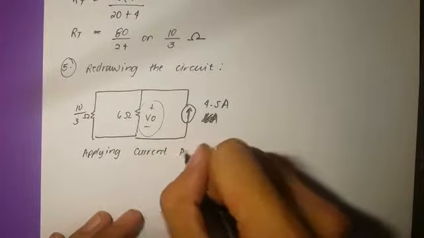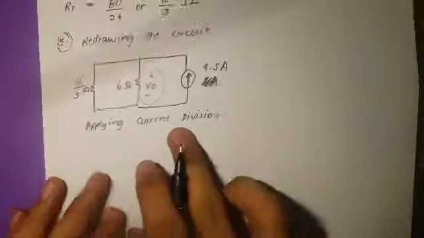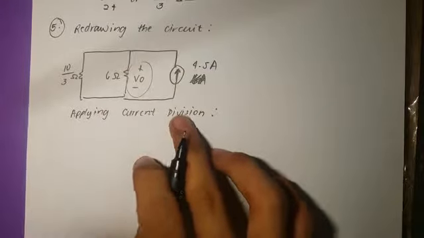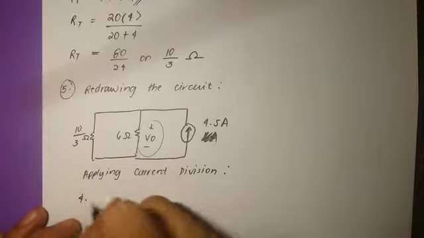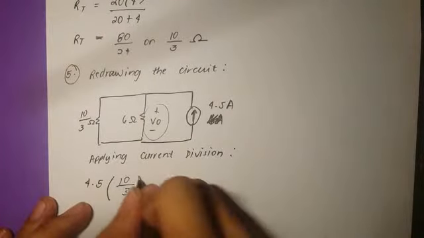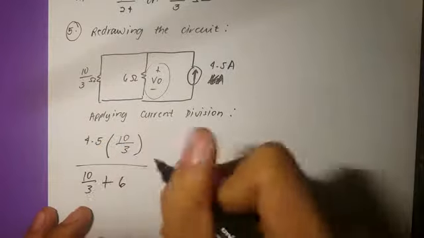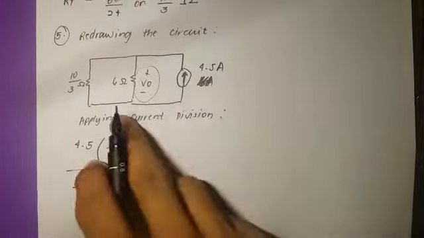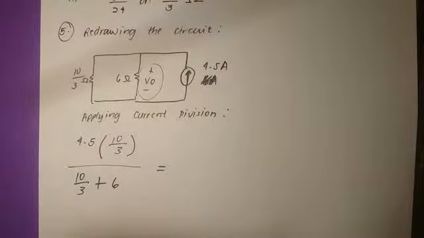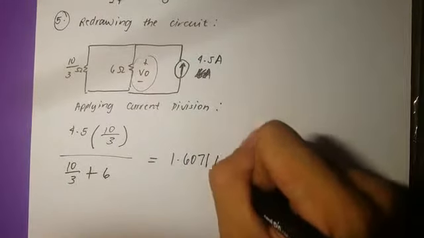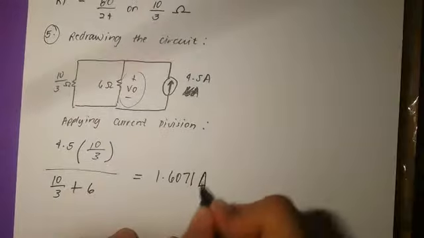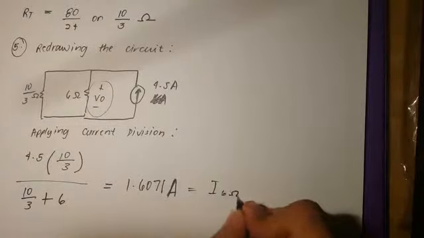By applying current division, to get the current on the 6 ohm resistor, it will be 4.5 times 10 over 3 all over the summation of the remaining resistances, which is equivalent to, wait, I'm typing it on the calculator, and it is 1.6071 amperes. So it will be the current on our 6 ohm resistor.